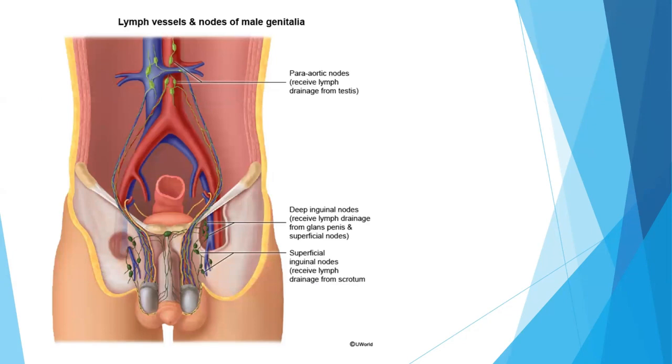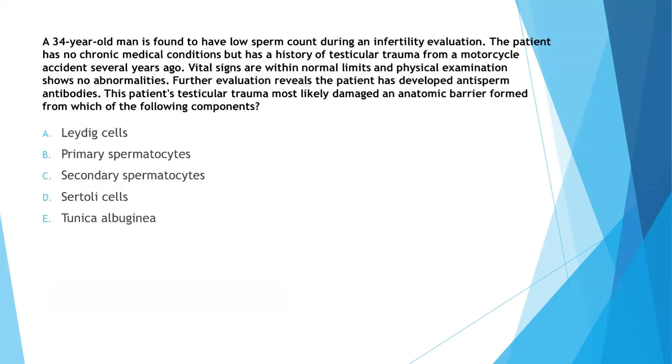So, the para-aortic lymph nodes receive the lymph drainage from the testis. The deep inguinal lymph nodes receive the lymph drainage from the glans penis, and the superficial inguinal nodes receive the lymph drainage from the scrotum. So at least these three groups of lymph nodes you should remember by heart. And as I've said, very important for the examination.